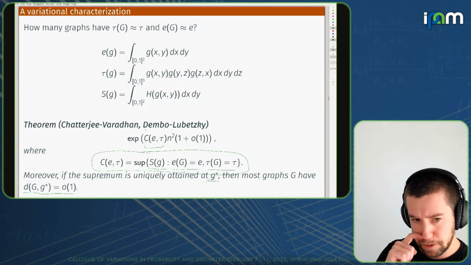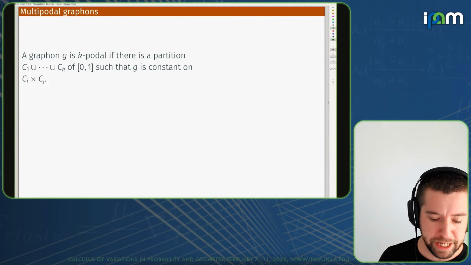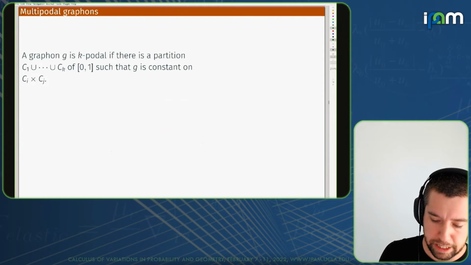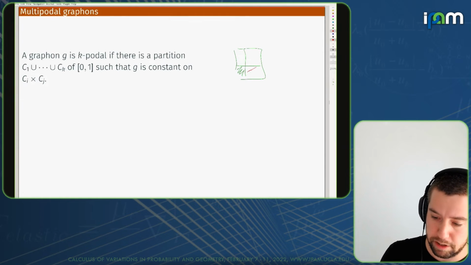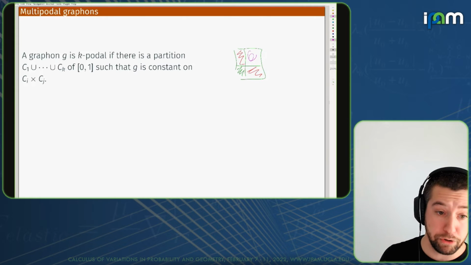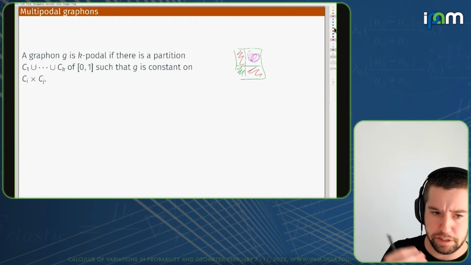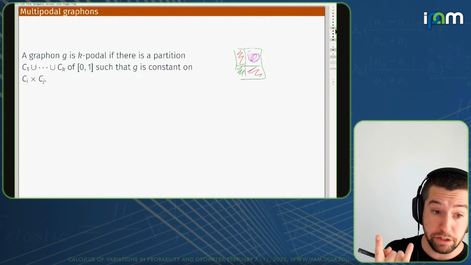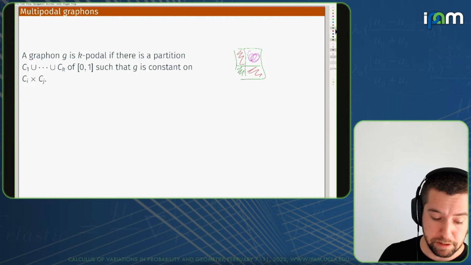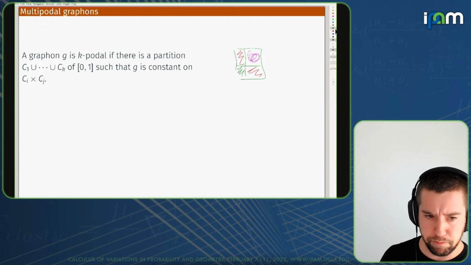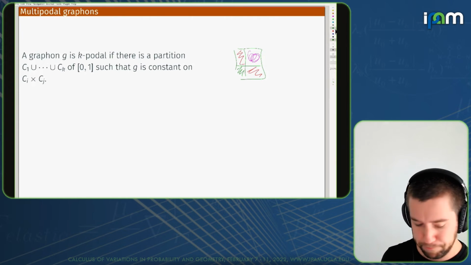Okay. So first, a graphon is called k-podal if it looks like, say, this. Okay. Constant on here, a different constant on here. It's got to be symmetric, so it's the same constant there and the same constant there. This is what I call a bipodal graphon, or a k-podal graphon for k equals 2. Right? You divide the interval into k pieces, and then you just ask that it have this block constant structure.